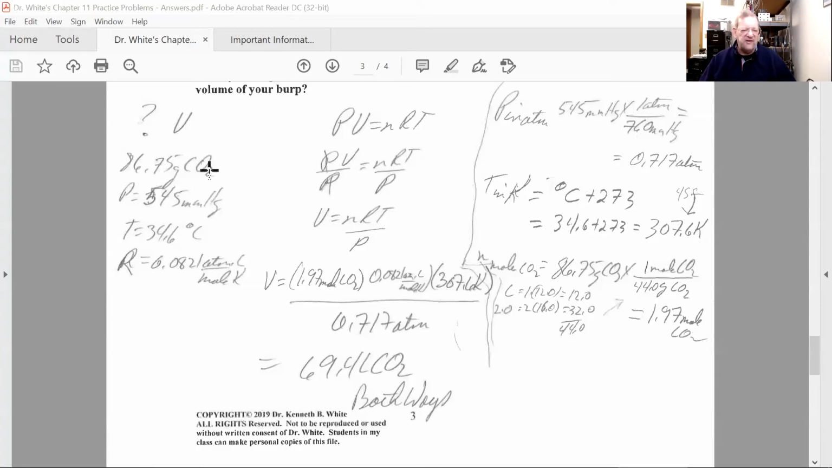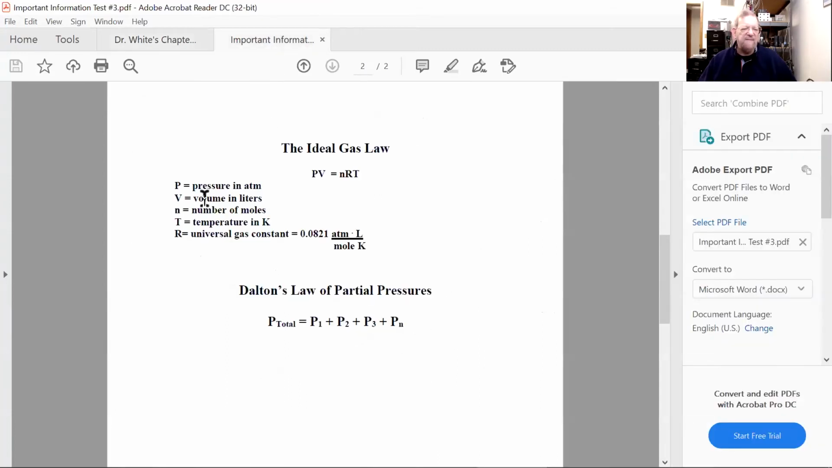Now, let me go back and remind you the important thing again. Students put the numbers here right into PV equals nRT. Wrong. Remember, pressure has to be in atmospheres. You're never going to be given it in atmospheres. Volume is in liters. That I'll always give to you in liters. Number n is moles. No, you're going to get grams, and you're going to have to know how to convert it to moles, which we did in test number 2, and we just practiced now.